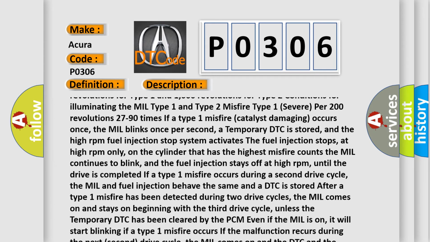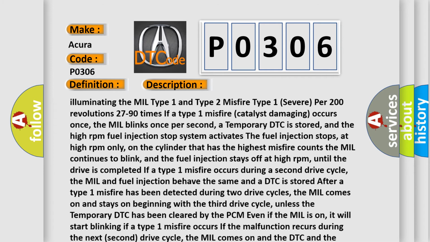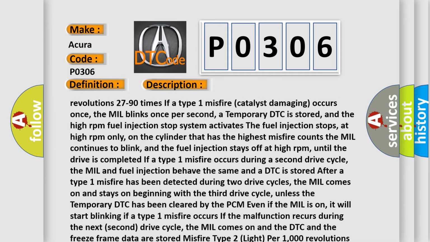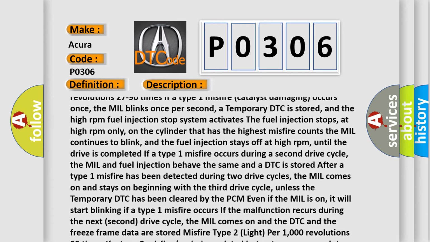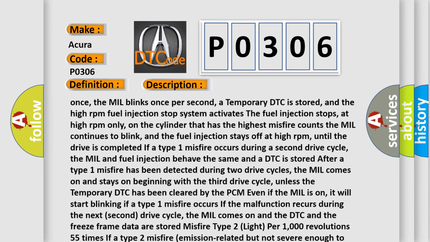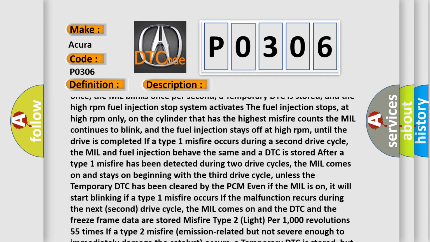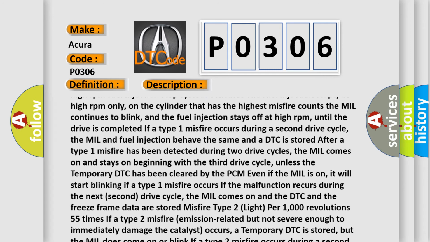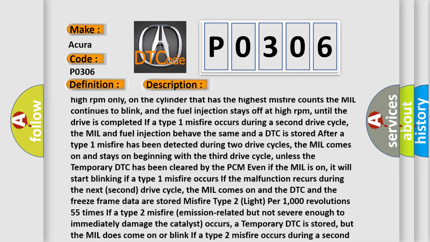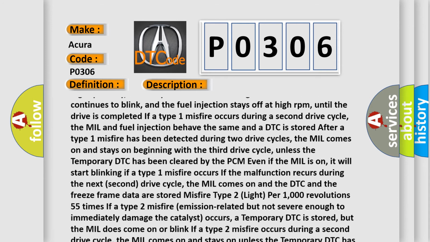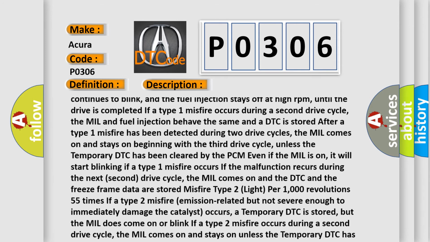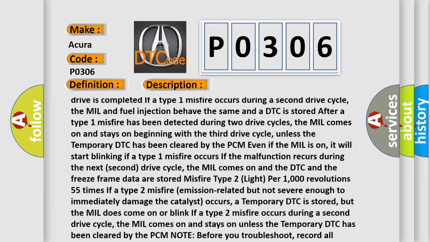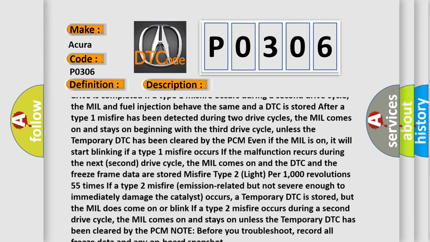The fuel injection stops, at high RPM only, on the cylinder that has the highest misfire counts. The MIL continues to blink, and the fuel injection stays off at high RPM, until the drive is completed. If a Type 1 misfire occurs during a second drive cycle, the MIL and fuel injection behave the same and a DTC is stored. After a Type 1 misfire has been detected during 2 drive cycles, the MIL comes on and stays on beginning with the third drive cycle, unless the temporary DTC has been cleared by the PCM. Even if the MIL is on, it will start blinking if a Type 1 misfire occurs.